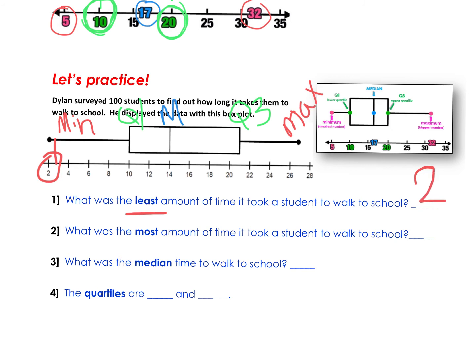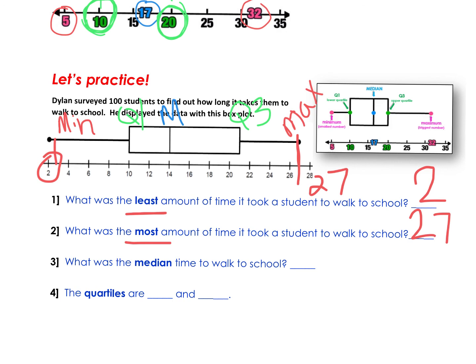Then the next question, question number 2, asks what was the most amount of time it took a student to walk? And I know that most is my maximum. So I see here my maximum falls right in between 26 and 28. So I have to be careful with that. I can't assume it's 26 or 28. I have to see it falls right in between. So my maximum would actually be 27. So here, the most amount of time it took a student to walk would be 27.